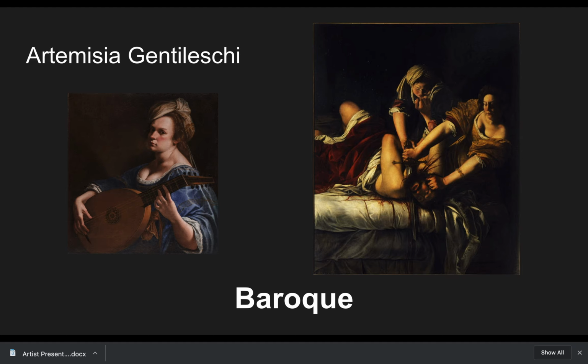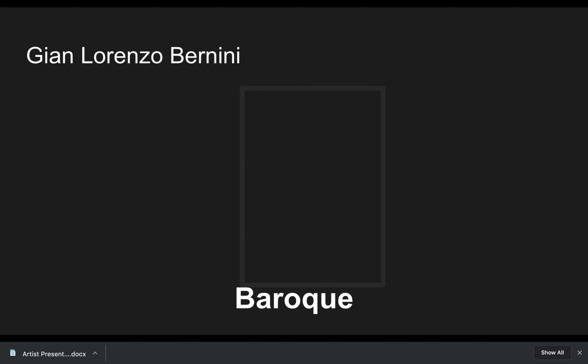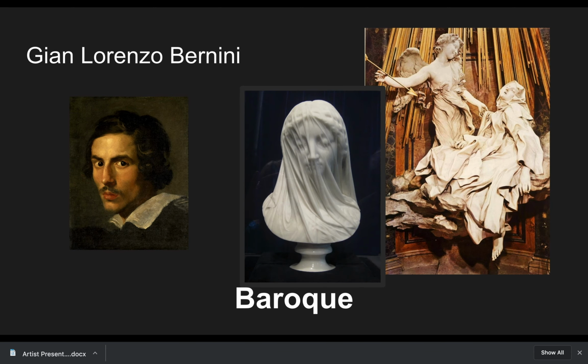Artemisia Gentileschi, an Italian painter who had to fight a lot of abuse and injustices in the system because of her desire to create and to be a painter and to push for having credit for the work that she did. Gian Lorenzo Bernini was a Baroque sculptor known for his just extremely beautiful, very expressive sculptures.